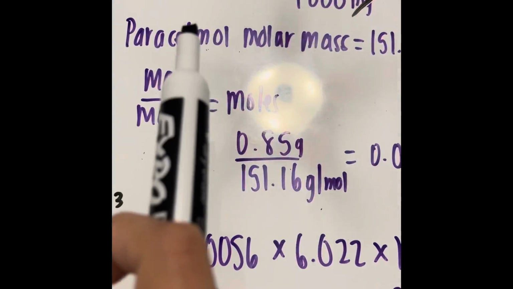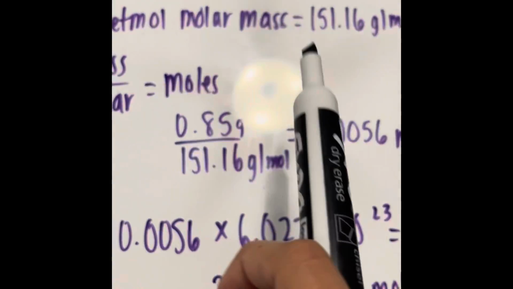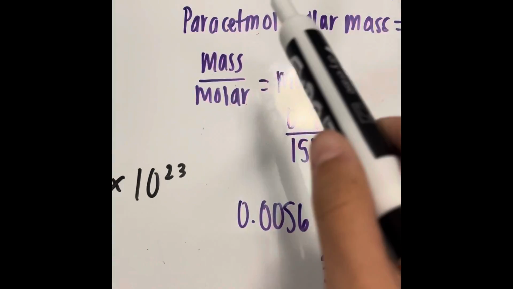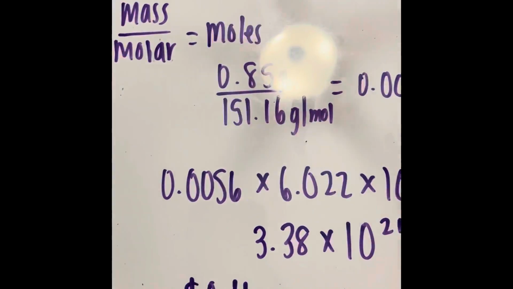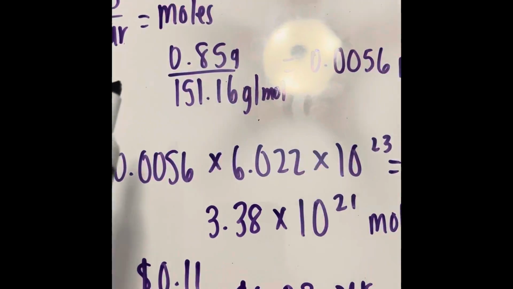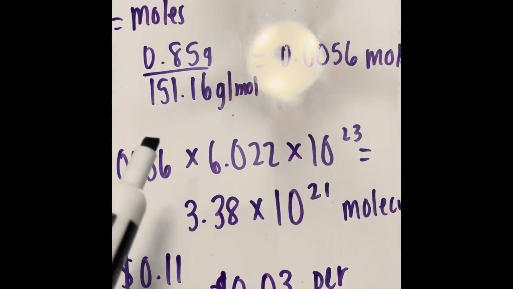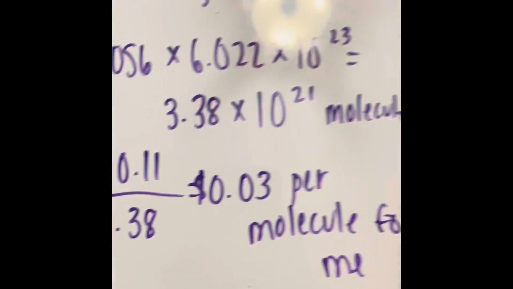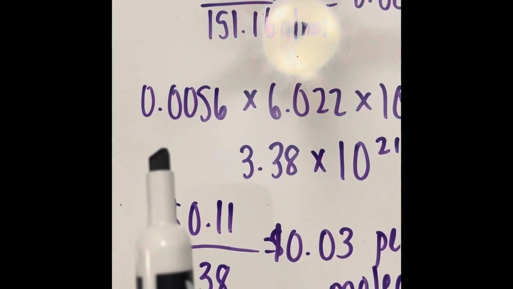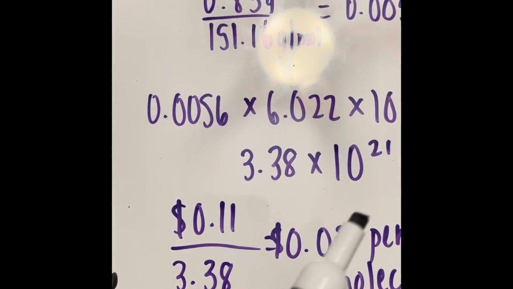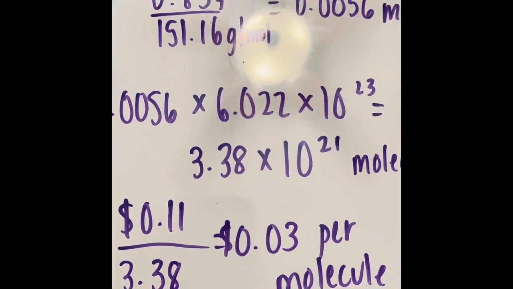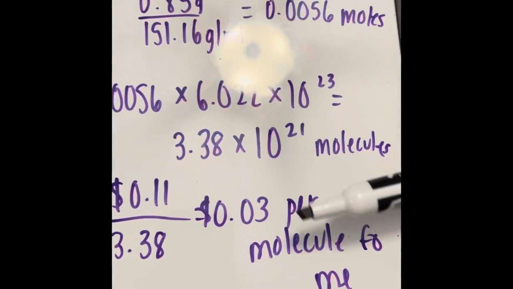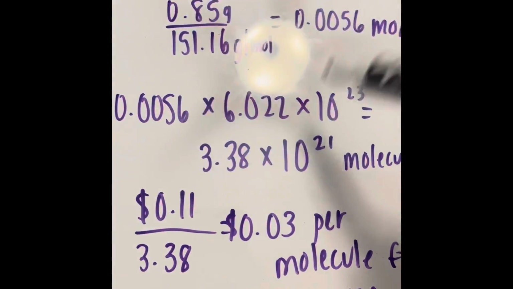Then I still have paracetamol, and the molar mass for that is 151.16 grams per mole. So here it shows the mass over molar mass equals moles, which is what I did. So the mass here was 0.85 over 151.16 grams per mole, which gave me 0.0056 moles. So then I multiplied that number by 0.056 times 6.022 times 10 to the 23rd, which is Avogadro's number once again. And with that, I got 3.38 times 10 to the 21st.